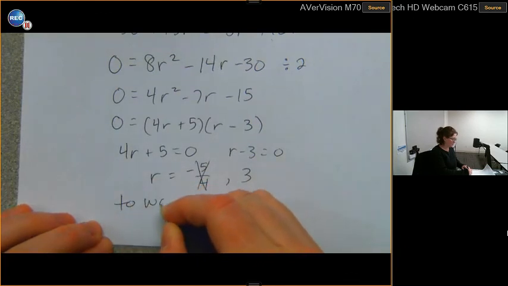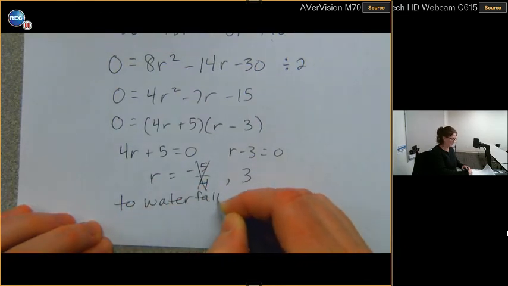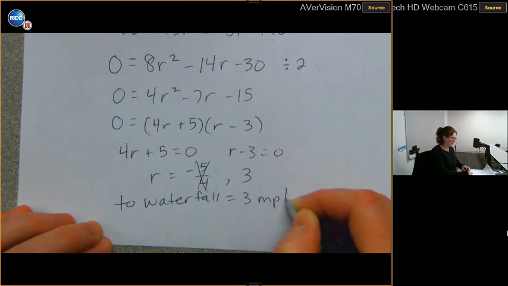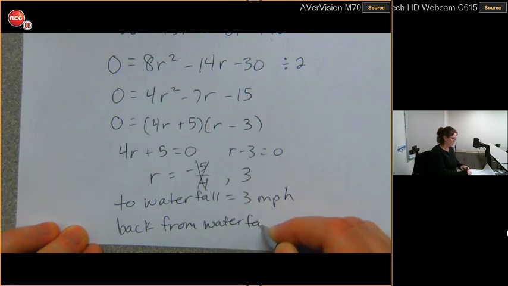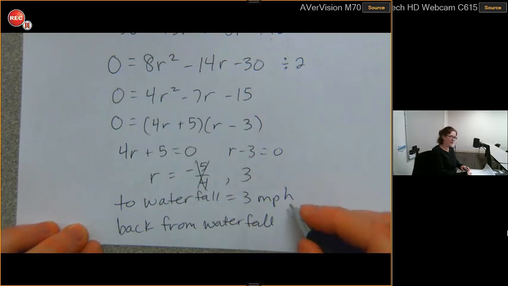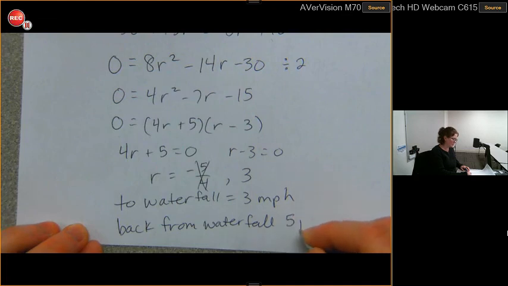To the waterfall is 3. Back from the waterfall is 2 miles an hour faster, we were told. So 5 miles per hour.